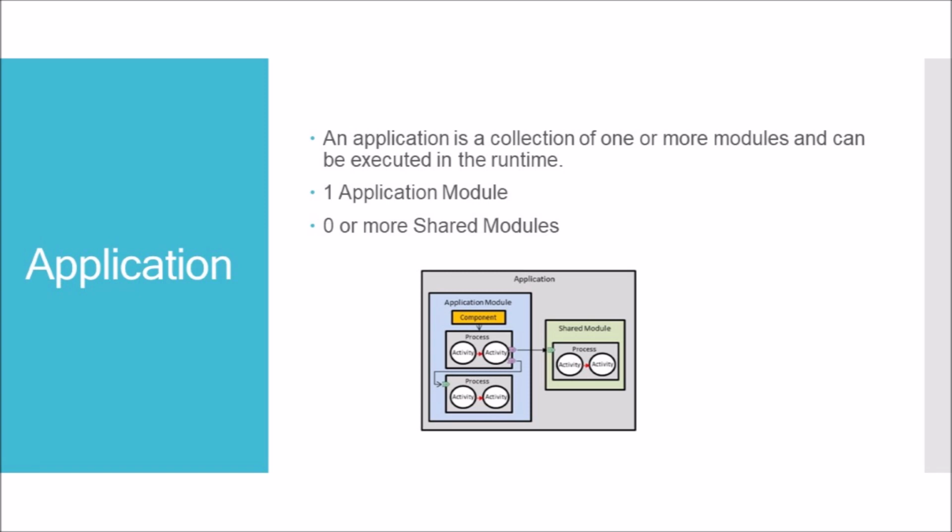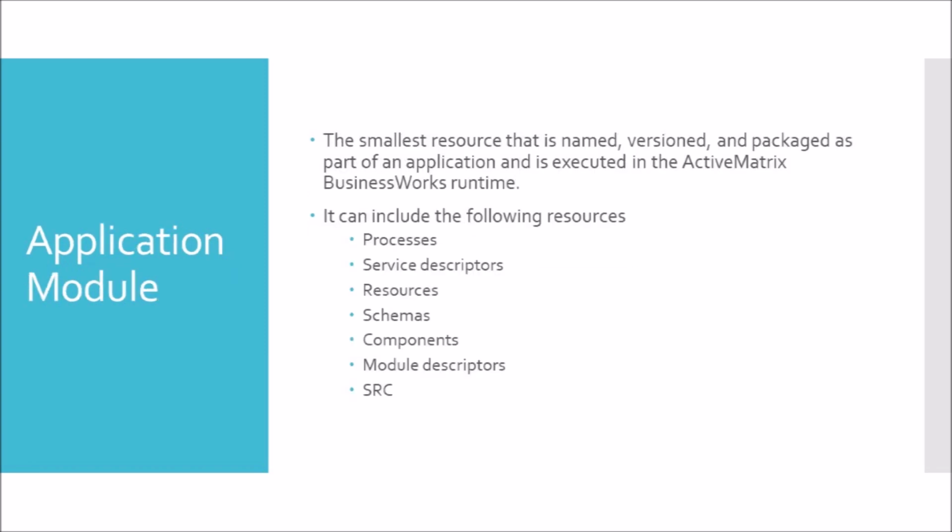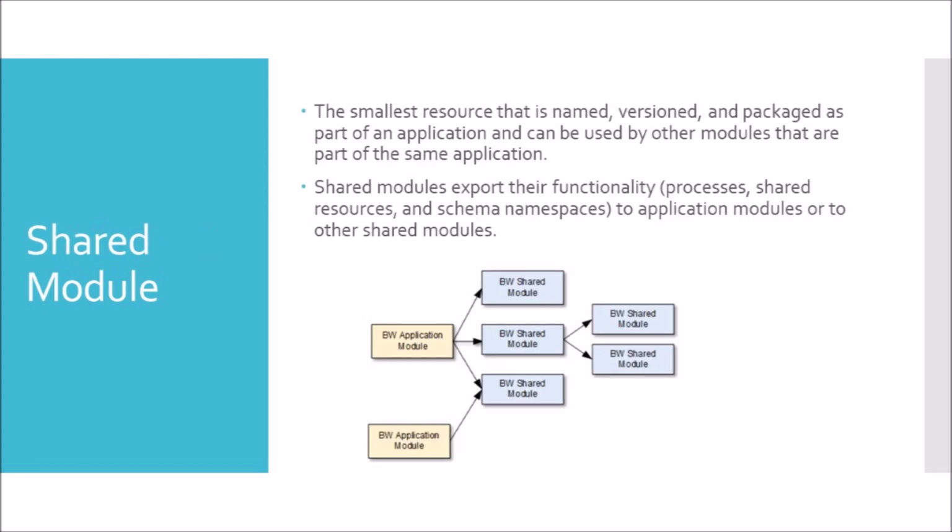An application is a collection of one or more modules and can be executed in the runtime. An application must contain exactly one application module and zero or more shared modules. First, we have application module. It contains all the business logic and the startup processes, shared resources, schemas, etc. Every application must contain one application module, but an application module can be a part of more than one application.